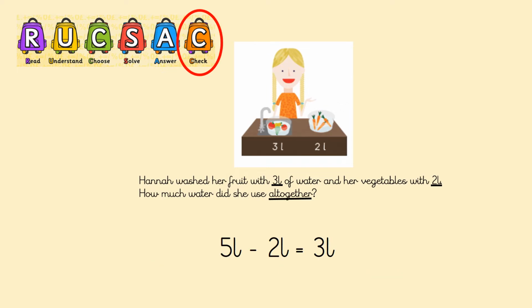And finally, check. We're going to just check to make sure we've got the right answer. So to check, I'm going to use the inverse, the opposite of adding, which is subtraction. So if I said 3 litres plus 2 litres equals 5 litres, I can check by doing some subtraction. Is 5 litres take away 2 litres equal to 3 litres? It is. So I have got the correct answer.